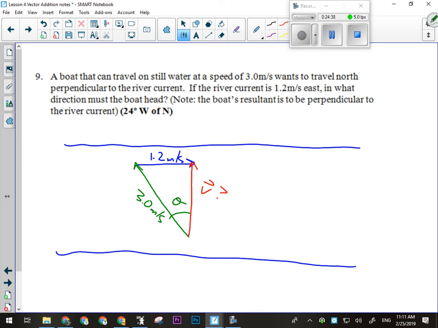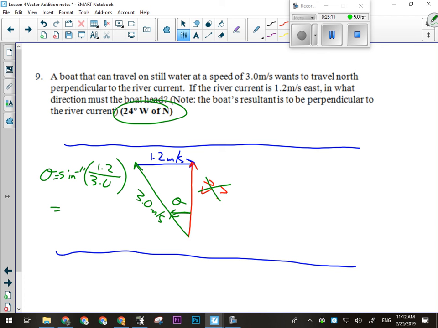So I don't even need to figure out what the speed is. I just need to figure out what the angle is. What direction do I need to row in? All right, so theta will be tan to the minus 1 of 1.2, my current, the opposite side, divided by, sorry, not tan, sine. Inverse sine, sorry, of opposite over hypotenuse, 3.0. So when we do that, we should get 24 degrees west of north.